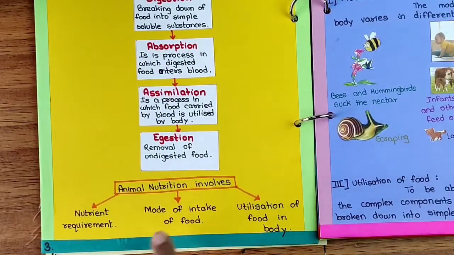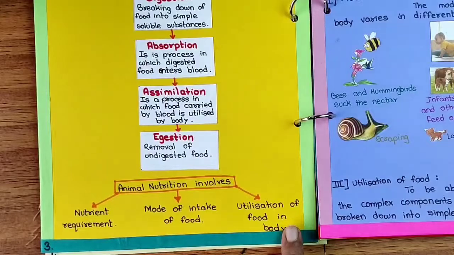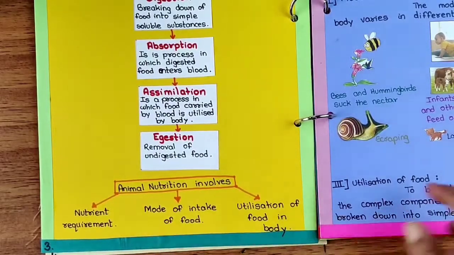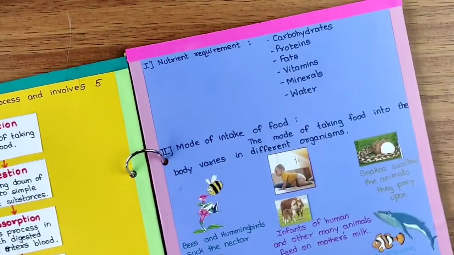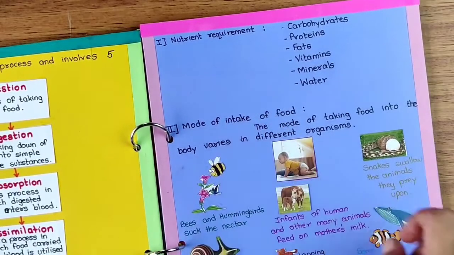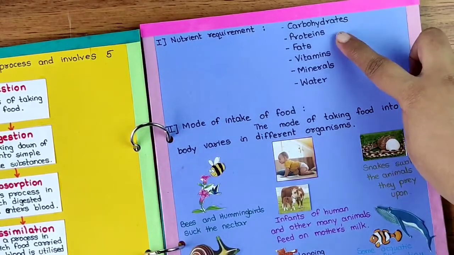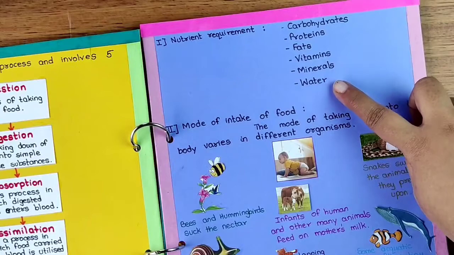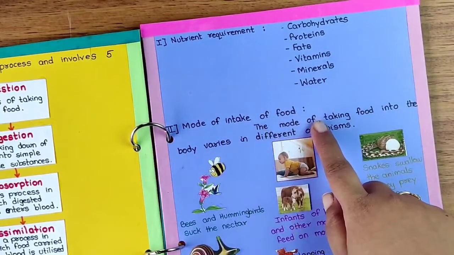Animal nutrition involves nutrient requirement, mode of intake of food and utilization of food in the body. So this was page number 3. Now coming to page number 4. That is nutrient requirement. It is of carbohydrates, proteins, fats, vitamins, minerals and water. Then mode of intake of food.